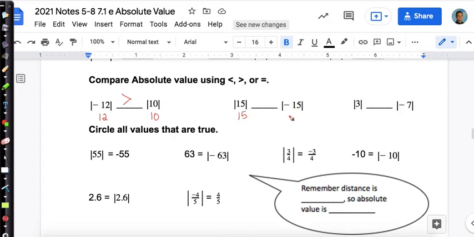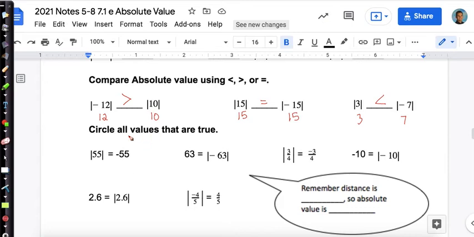And the absolute value of negative 15 is also 15. So now I see that both of these are equal because they're both 15 places away from 0. So if I ever ask you a question, find 2 numbers that have the same absolute value, you could find a number and its opposite, and they would have the same absolute value because they're both the same amount of spaces away from 0. The next example, absolute value of 3 is 3, and the absolute value of negative 7 is positive 7. So how does 3 compare to 7? It is less than.